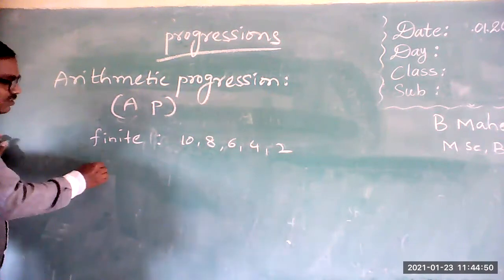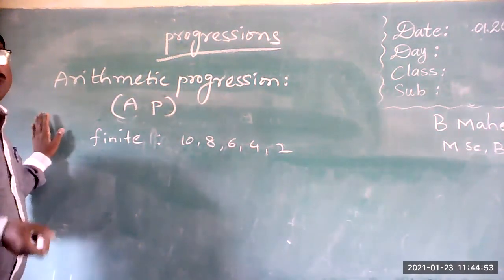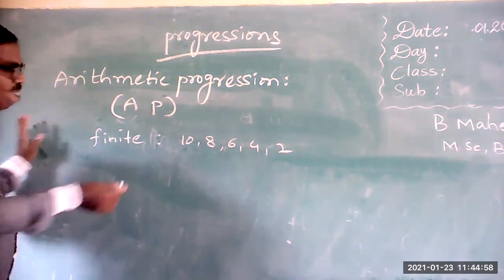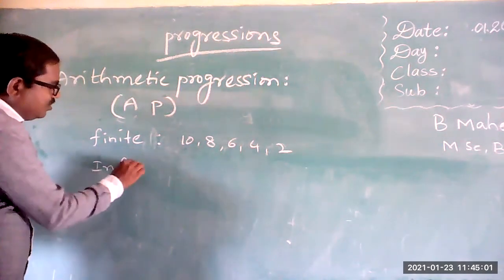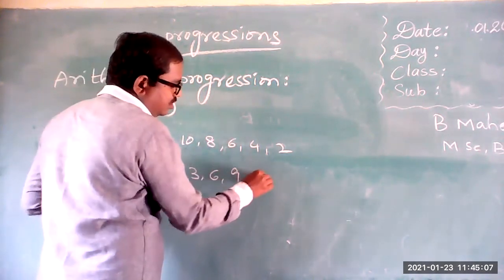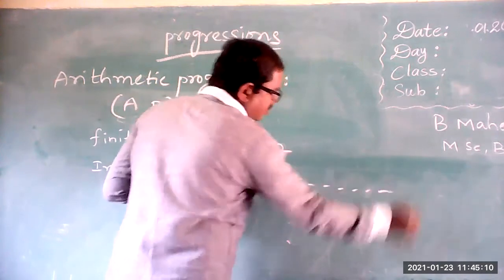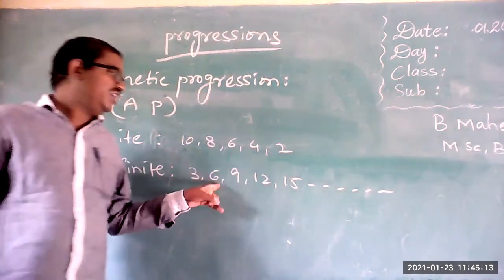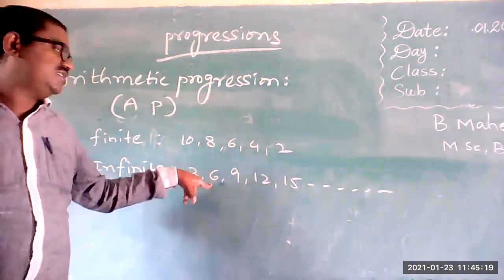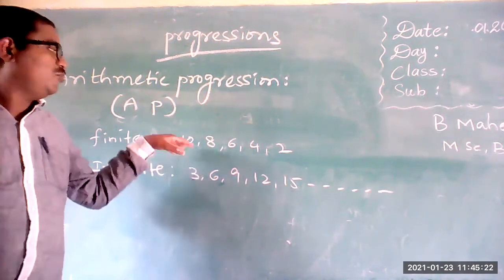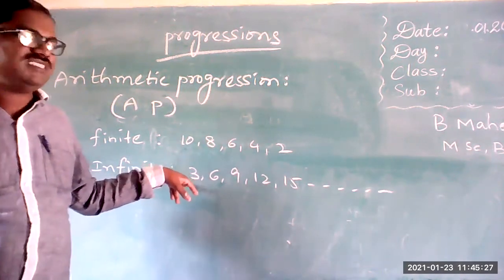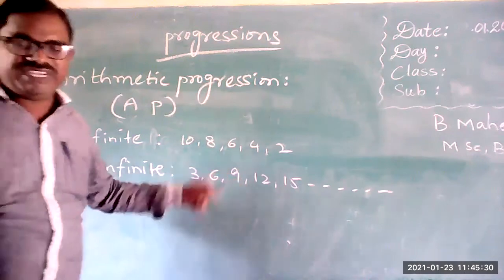Next, if the number of terms in an arithmetic progression is infinite, then it is an infinite progression. For example, 3, 6, 9, 12, 15, and so on. Here this is not countable, so we cannot say the last term in this series. That's why this is an infinite set. If the number of terms is countable, that is a finite set. If we cannot count the number of terms in a series, that is an infinite set, an infinite progression.